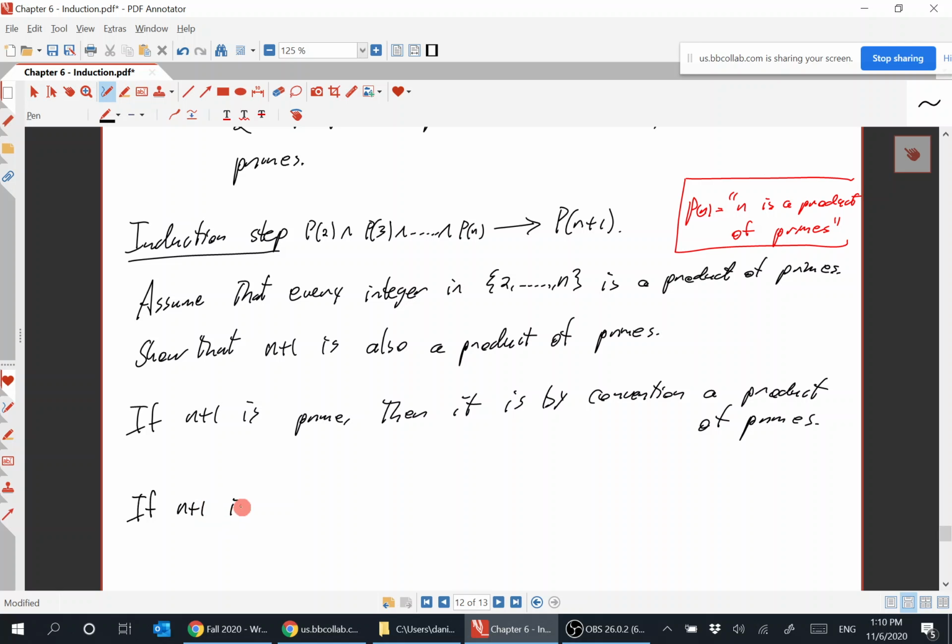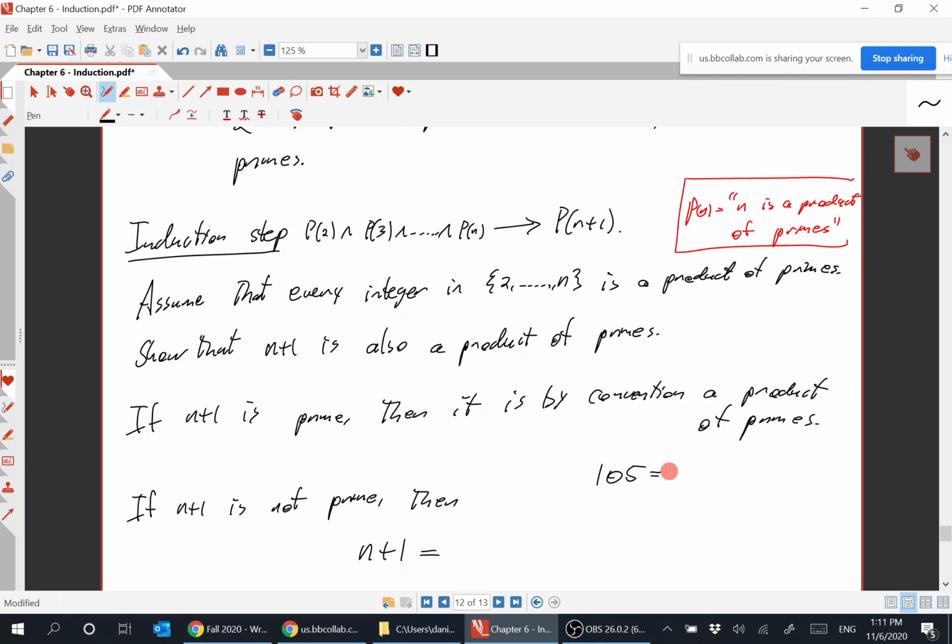If n plus 1 is not prime, then n plus 1 equals what? What happens when a number is not prime? Like 105 is not prime. Why? The definition of prime is that its only divisors are 1 and 105. But no, 105 has other divisors. Like what? Like 5, like 7 and 3 and 35 and 21.